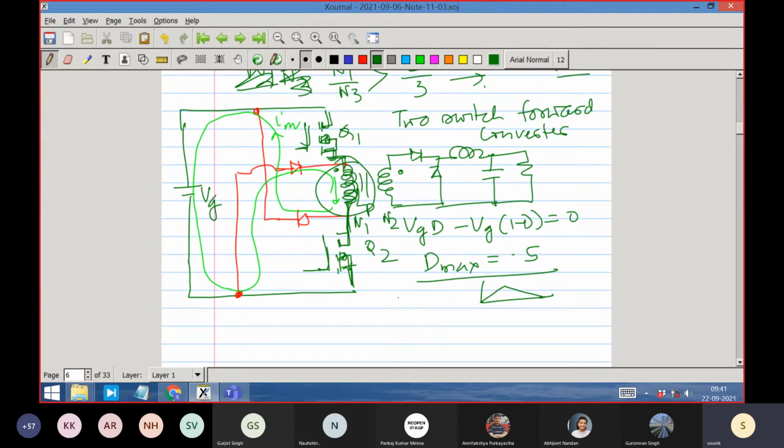Suppose you use a duty ratio of 0.6, what happens? Vg into 0.6 is the volt-second balance of Lp for the on time. For the off time, what is the voltage? It is minus Vg, because the diodes are conducting and the terminal voltage is coming here. When the diode is conducting, the plus terminal is coming here and the minus terminal is coming here. So that means minus Vg. These two levels you cannot change. You have no way of adjusting it.